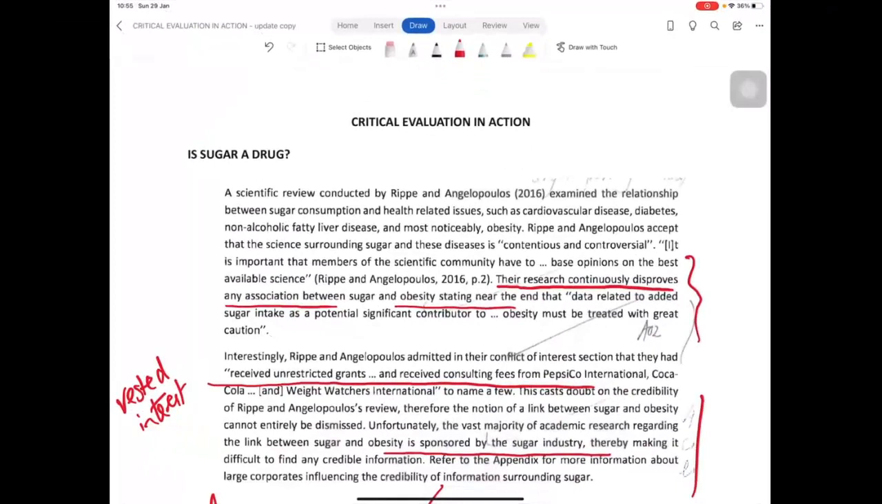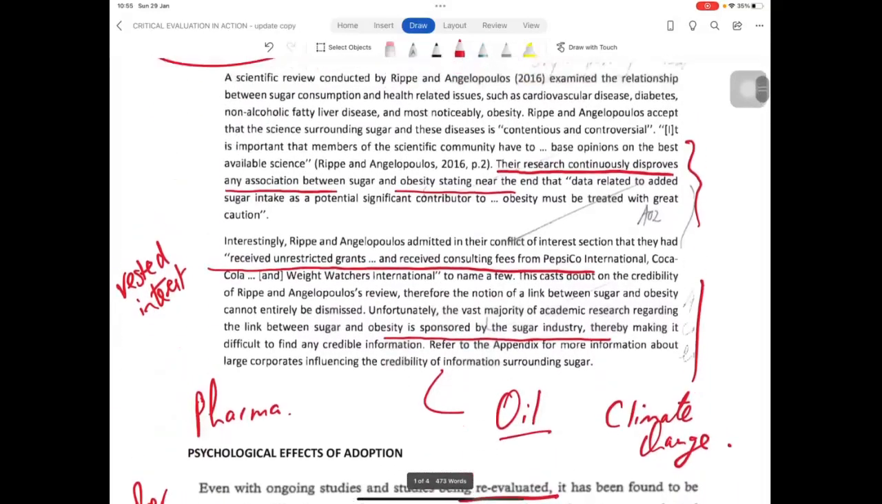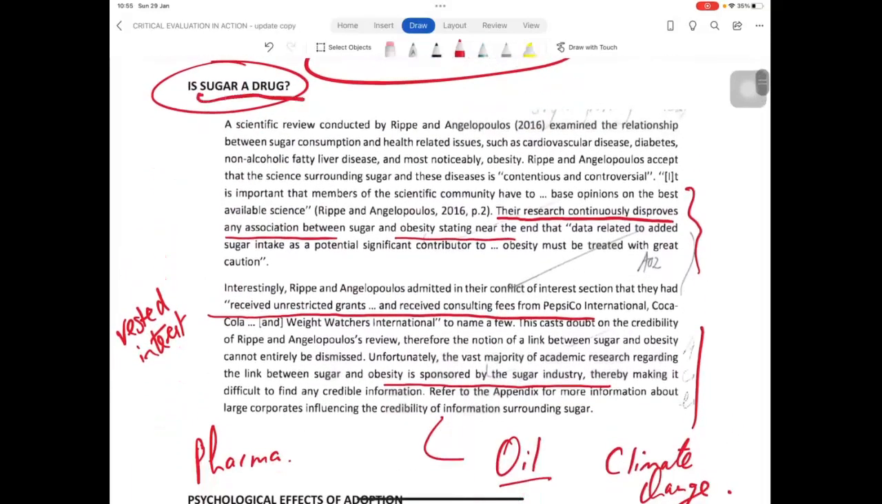Okay, so I think I'm going to start off this recording of critical evaluation in action with an excellent EPQ, which is on the subject of, is sugar a drug? Now, just to remind you, these are real examples of students showing critical evaluation techniques in their reports. They're not perfect, but they'll give you some ideas, I hope. Beginning with this one then, is sugar a drug?